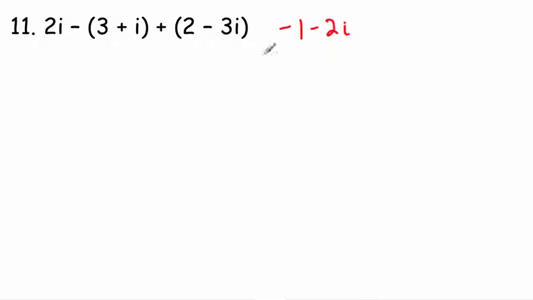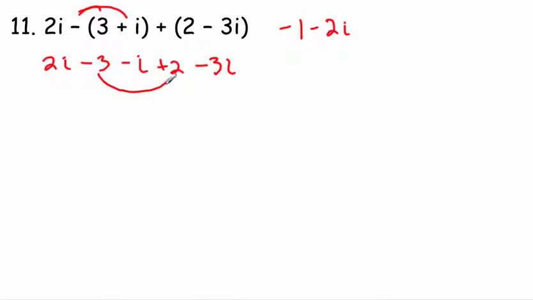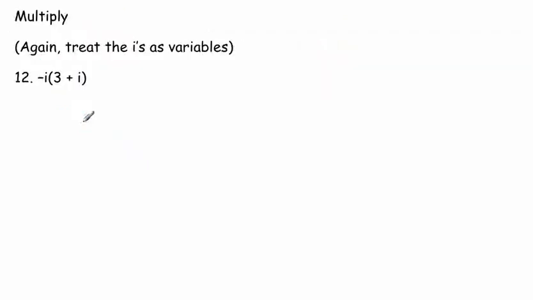So I better get negative 1 minus 2i. So I'm going to work through this just to make sure. This minus sign means I have to distribute the negative when I drop my parentheses. So I'll have 2i minus 3 minus i plus 2 minus 3i. Let's take care of the real part first. Negative 3 plus 2 is going to get me negative 1. And then 2 minus 1 is 1. 1 minus 3 is negative 2. So I do get negative 1 minus 2i. Let's look at the next example.